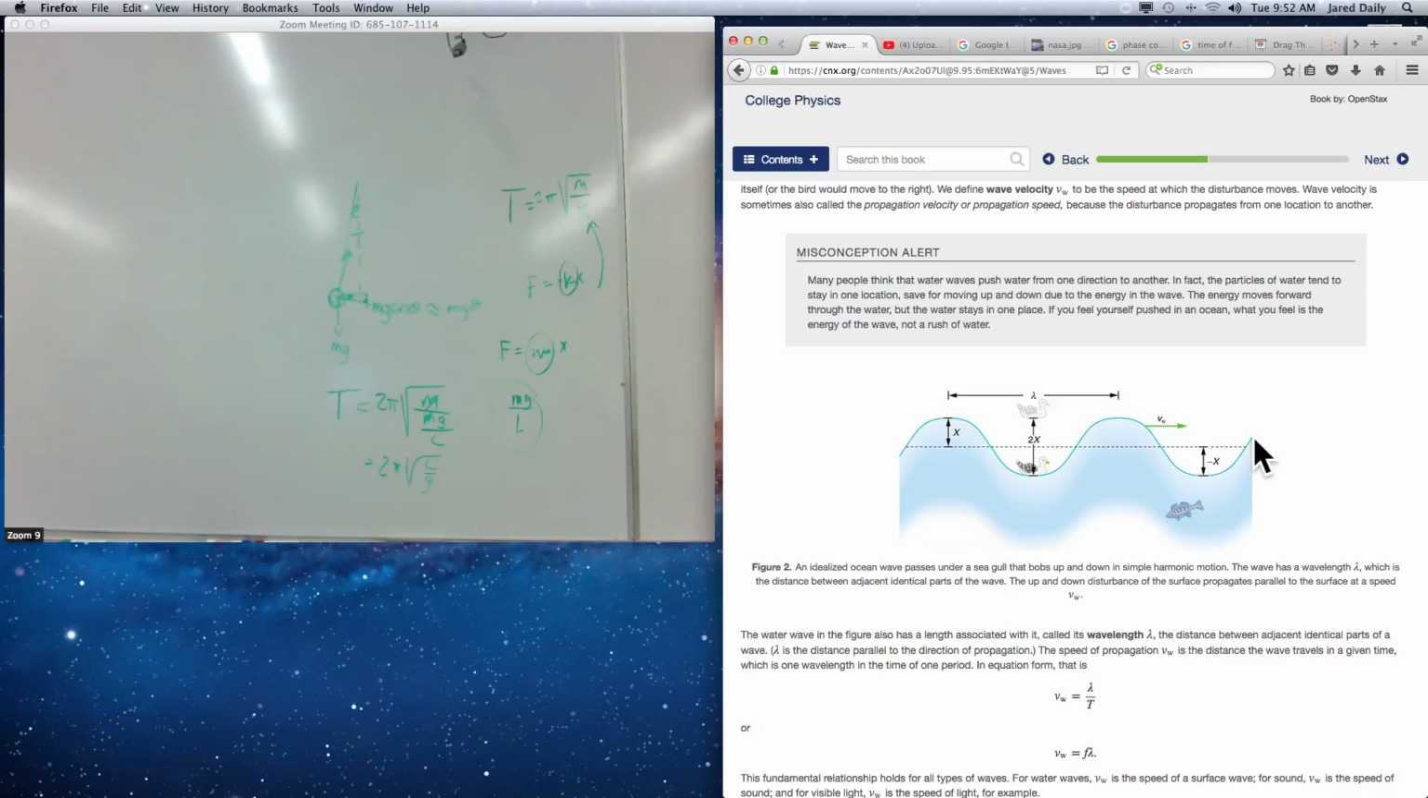And what that means is that the water itself is not actually moving forward and backwards. It's actually moving up and down. What's moving forward and backwards is just energy. It's just energy that is moving forward and backward. So you can actually use that energy to advantage.